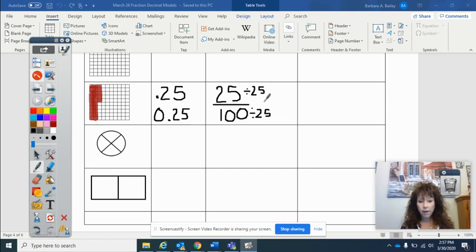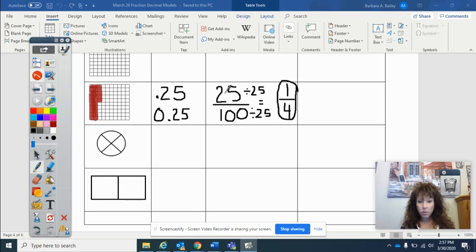Okay, so I'm going to start with my numerator. 25 divided by 25 is equal to 1, because we're saying how many times can 25 go into the number 25 evenly, only one time. And then we're going to say 100 divided by 25, which is saying how many times can 25 go into 100, and that is 4. So you can also think of this as 25 cents, which is a quarter. How many quarters are in $1? And that's 4. All right, there's my fraction. In simplest form, I've got 1/4.